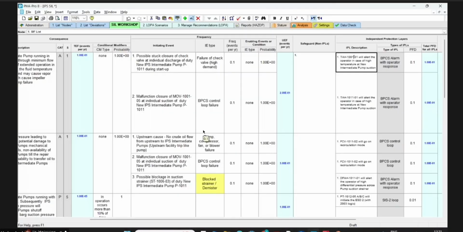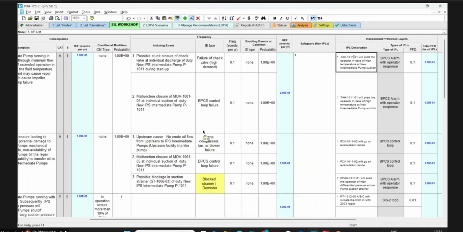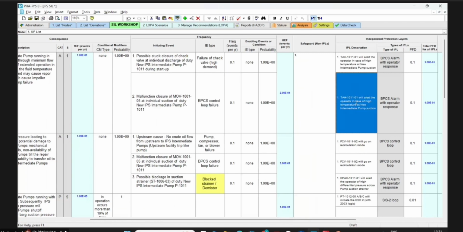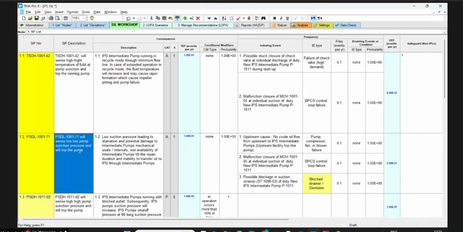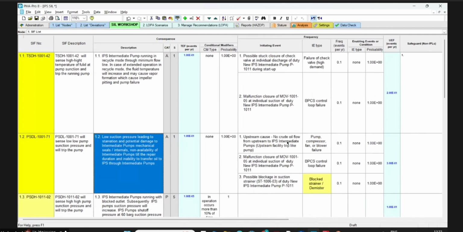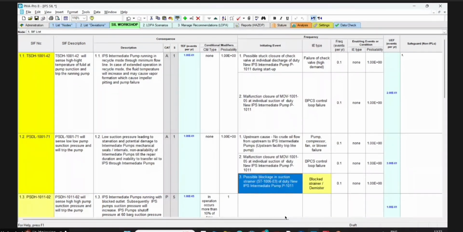10101. The alarm. 1011, this is correct. So this will go. This will be correct. So now this is okay. ESDL 1071, this is correct. This we have changed. 03.